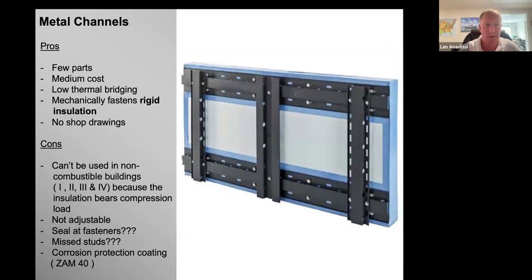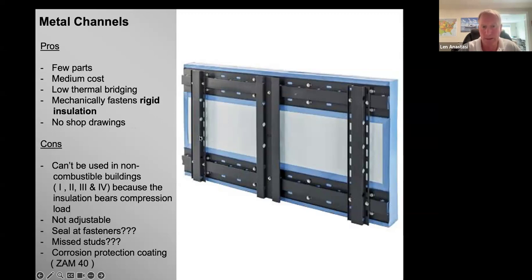This is a heavier duty model of that same one. The same concerns, few parts, medium cost, low thermal bridging. It's just the screws, but there's quite a bit of 1/4 inch screws through here. And it does mechanically fasten your original insulation. Shop drawings are not required. Again, because one of the bearing elements is combustible, I don't think that it can be used in types 1 through 4 construction.